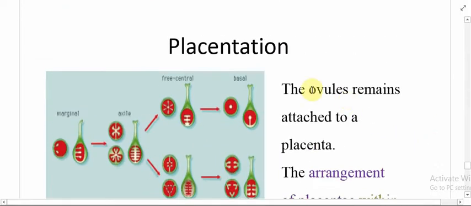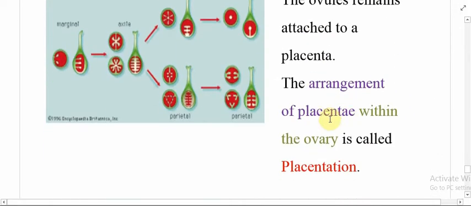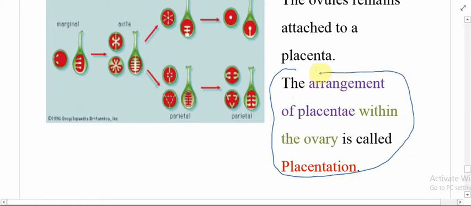Placentation: the ovules remain attached to a placenta. The arrangement of placenta within the ovary is called placentation. So what is placentation? In a very simple one-liner you can answer: the arrangement of placenta within the ovary is called placentation. So these are various types of placentation.